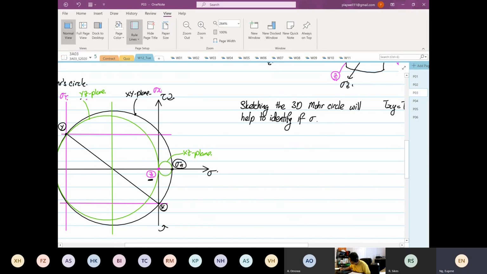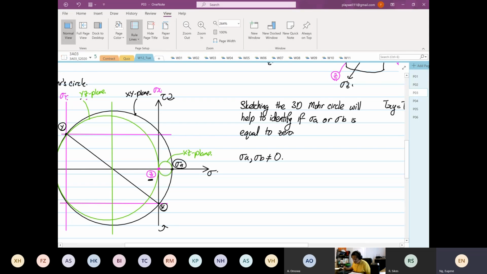Stress A or stress B is equal to 0. So for our case, it is not. Okay, for this situation, stress A and stress B are never going to be equal to 0.